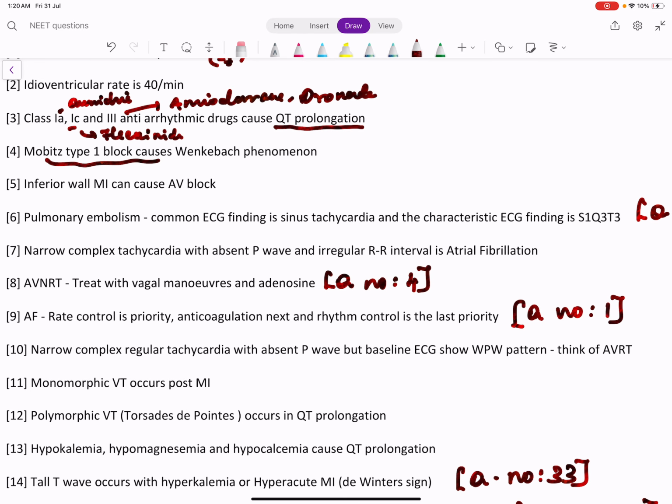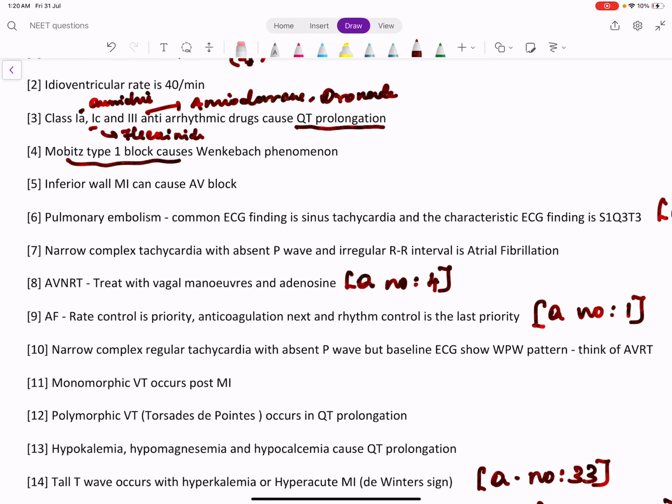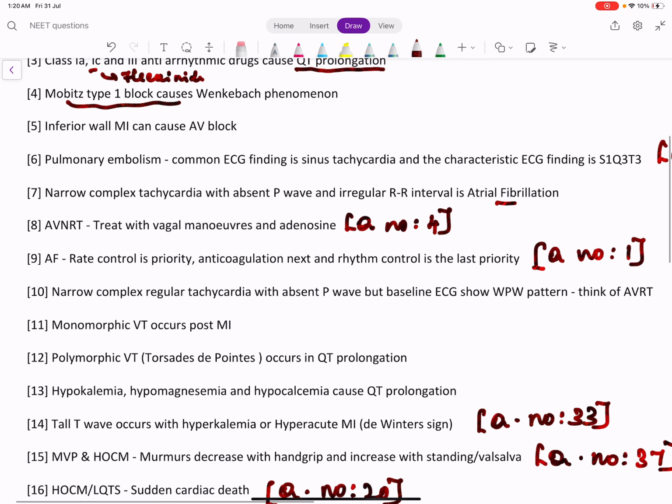Narrow complex tachycardia with absent P wave and irregular RR interval is atrial fibrillation. With a regular RR interval, it is AVNRT. So AVNRT is treated with vagal maneuvers and adenosine. This was discussed in question number 4 of the previous year NEET question series.